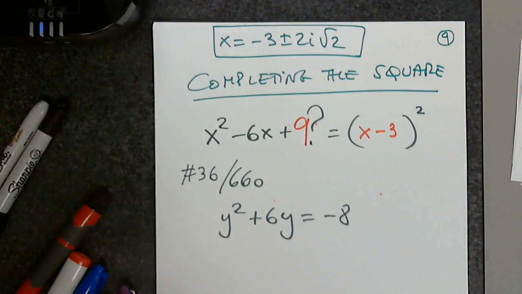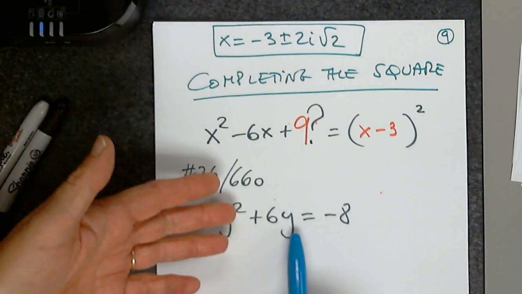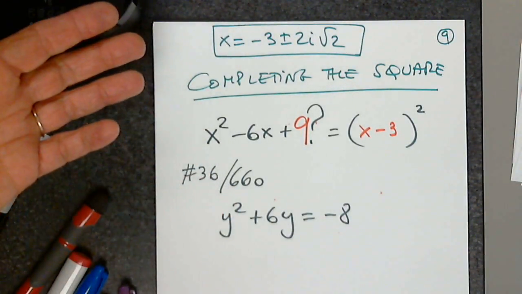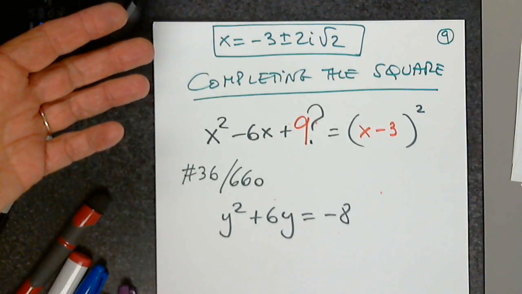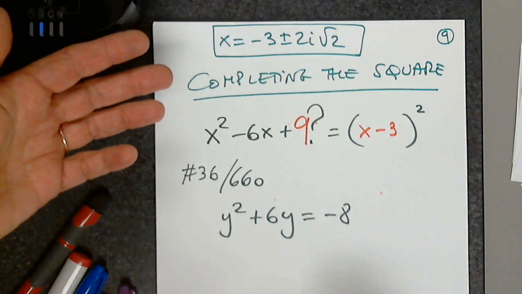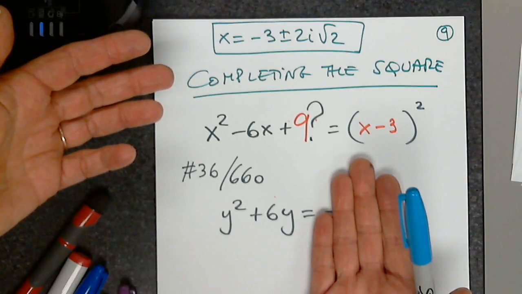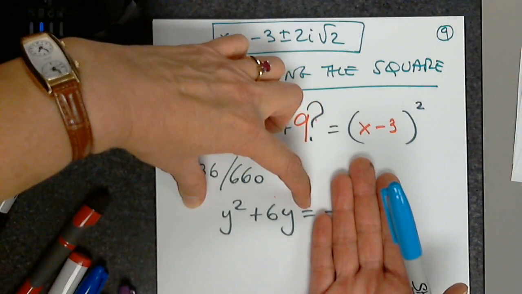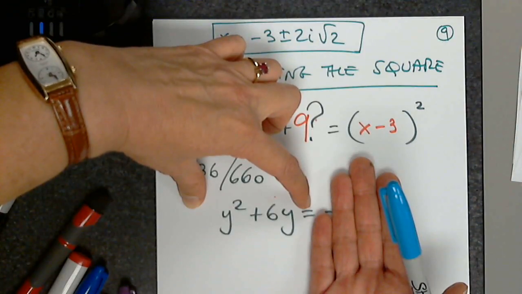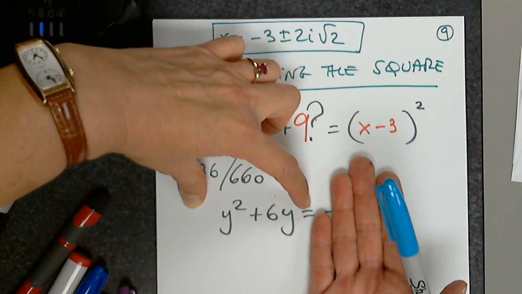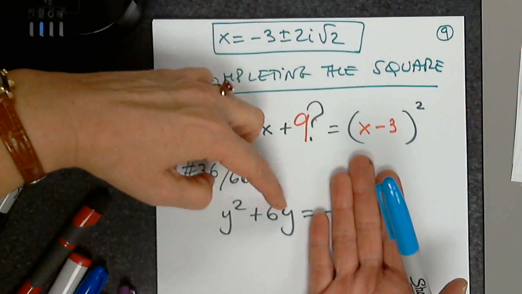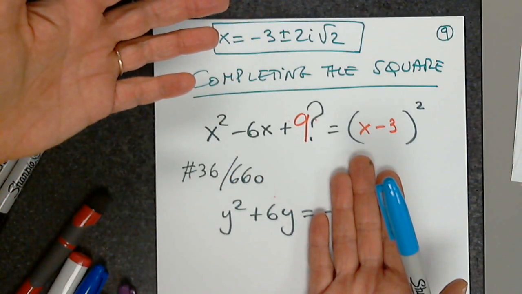So I already know what I need, and I will have to add it to both sides. What do you think we're going to have to add to both sides? What will I have to add to both sides so then these 3 terms form a perfect square? 3 squared, 9. Right? Because y squared plus 6y plus 9 will be a perfect square.